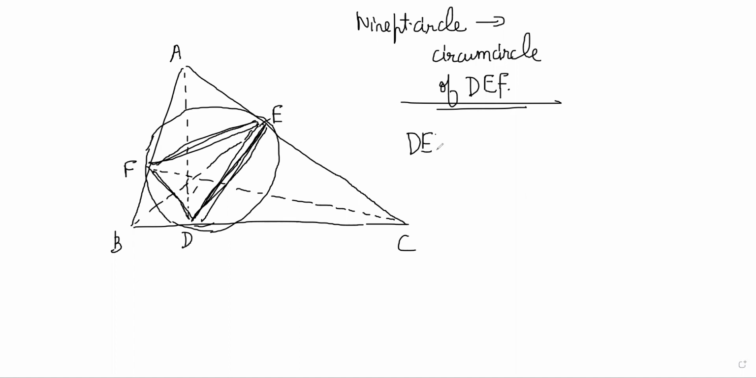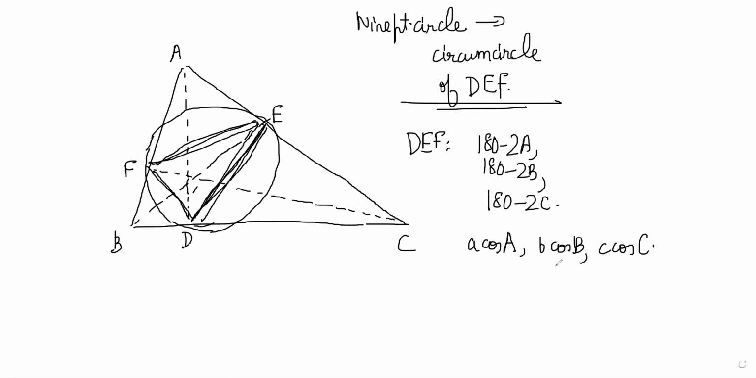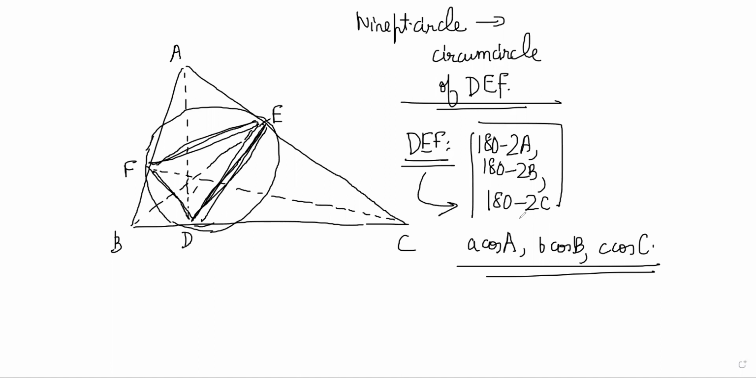And about DEF we know everything, right? We know all the angles: 180 minus 2A, 180 minus 2B, 180 minus 2C. We know all the sides also, no? A cos A, B cos B, C cos C. We have already discussed the orthic triangle, no? We know all the things about DEF. Is everyone understanding what I'm saying? So if I need the circumcircle of any triangle, what do you have to do? You have to use the sine rule in that triangle, no?